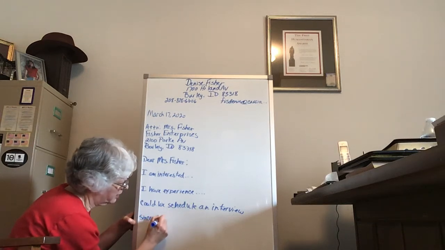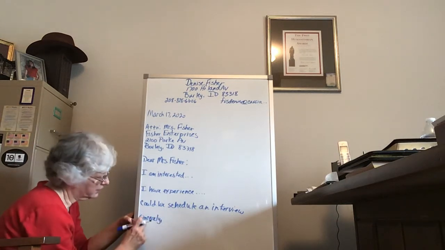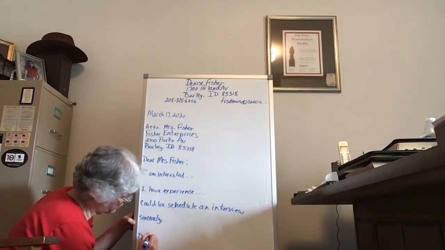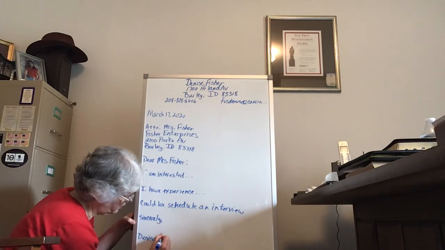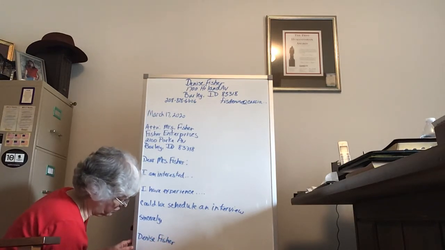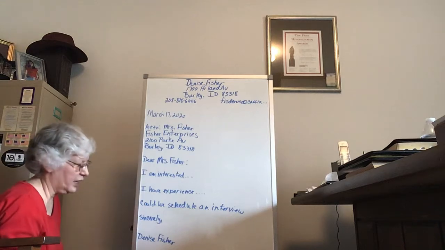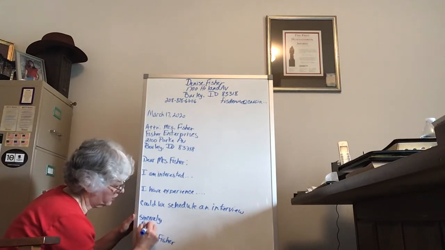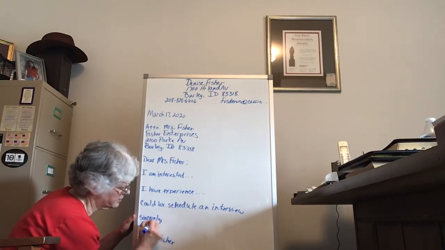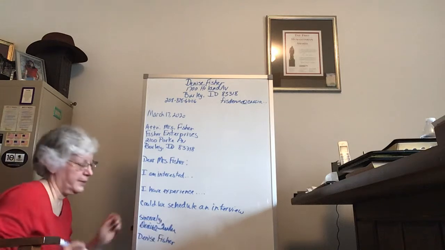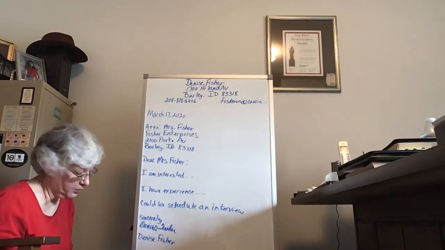Sincerely, with a comma still. Skip one, two, three or four lines, then your typed name. Skip a line if you want to and put enclosure, because you know you're going to add a resume. And then once you print it out, you sign right in here. Make sure when you print it out you sign it.